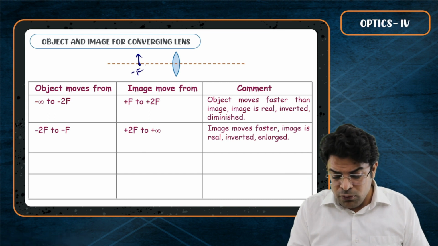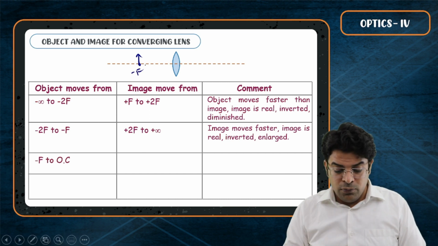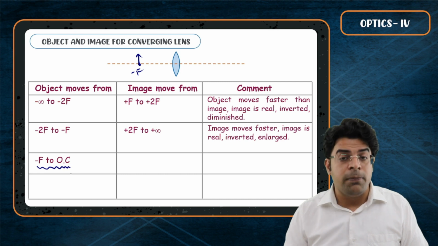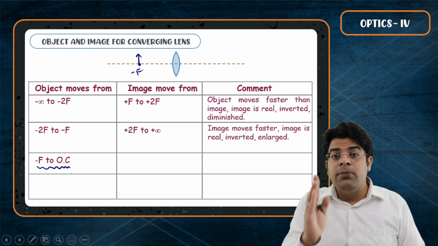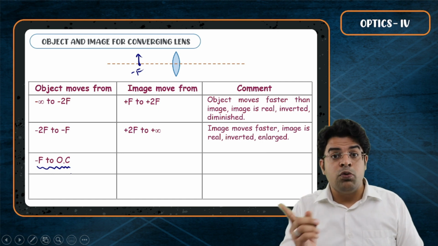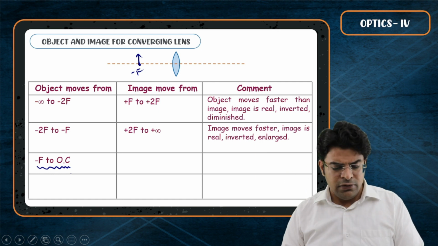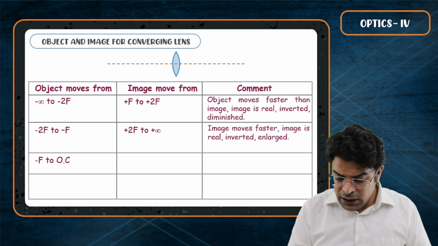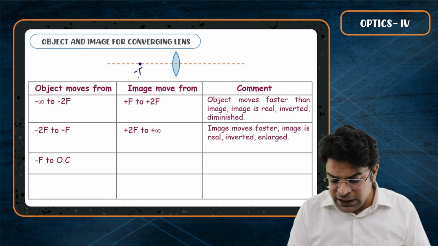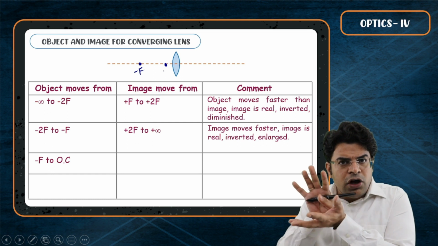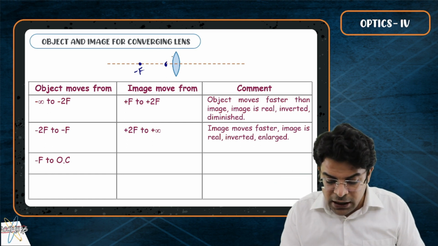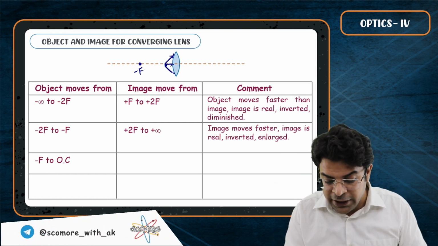Now once the object has reached focus, the image is at plus infinity. If you move the object further, if you move the object from minus f to the optical center, then you do not get any more real image. You get a virtual image. And why? Understand this. If you place the object very close to the lens, then the rays coming out of the object and hitting the lens will be highly diverged rays.